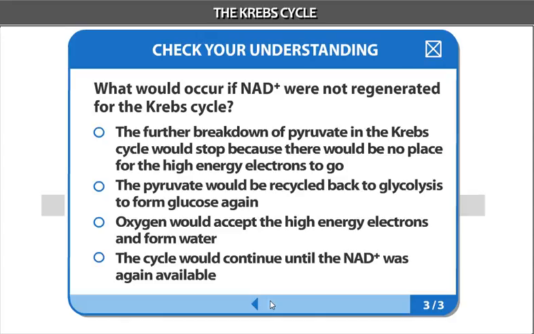What would occur if NAD+ were not regenerated for the Krebs cycle? The further breakdown of pyruvate in the Krebs cycle would stop because there would be no place for the high-energy electrons to go. The pyruvate would be recycled back to glycolysis to form glucose again. Glucose would accept the high-energy electrons and form water. Or the cycle would continue until the NAD+ was again available. And the correct answer is: the further breakdown of pyruvate in the Krebs cycle would stop because there would be no place for the high-energy electrons to go.